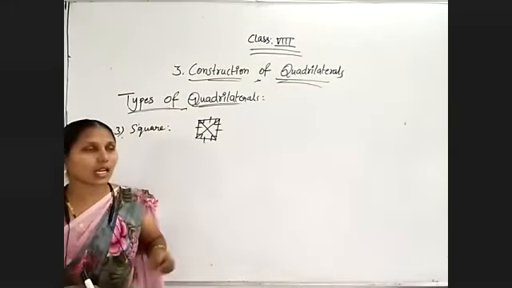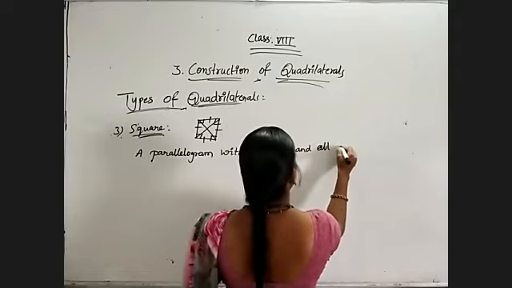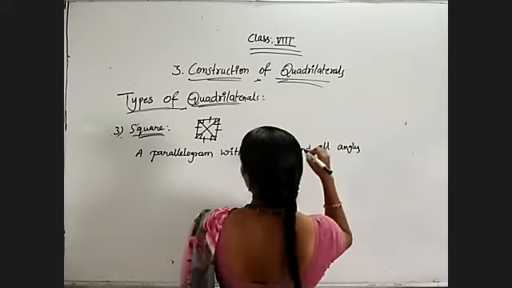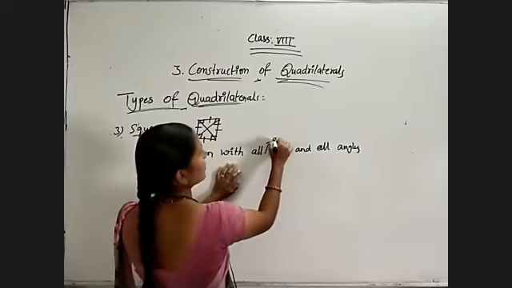Anything you can mention. So a parallelogram with, here, what is the difference between a parallelogram and a square? All sides are equal, all angles equal. That is the only difference. So a parallelogram with all equal sides and all equal angles is known as a square. Otherwise, in other terms, we can write it as a rectangle.